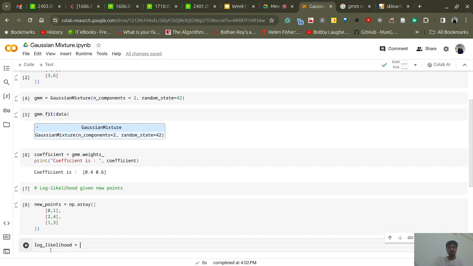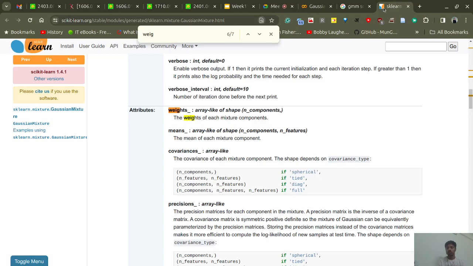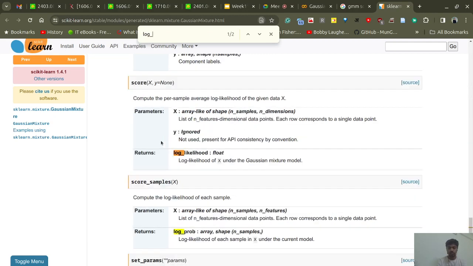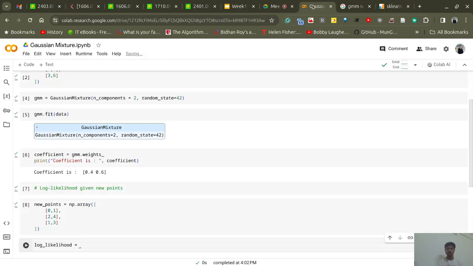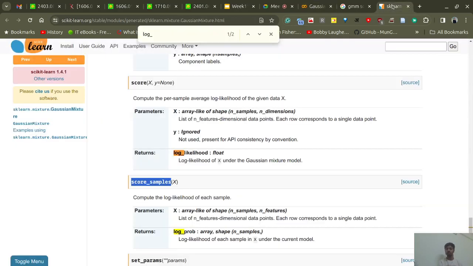How to find this? Okay, so there are two methods. One is score, another one is score_samples. If you use score, you give only one data point. If you use score_samples, you can give multiple data points. We have 3 data points here, right? So we will use score_samples and it will return log probability.